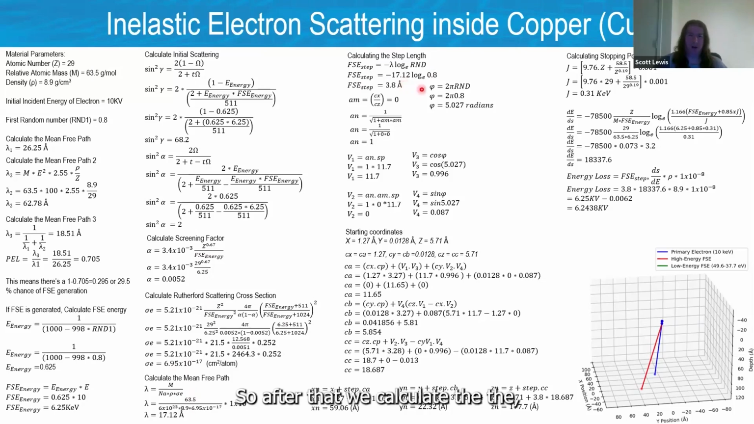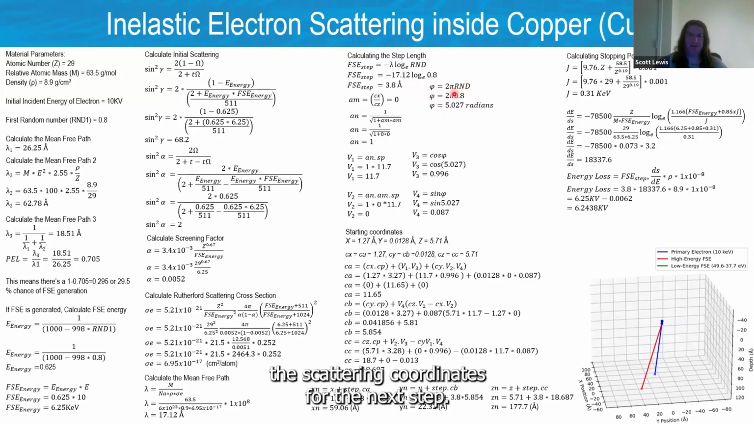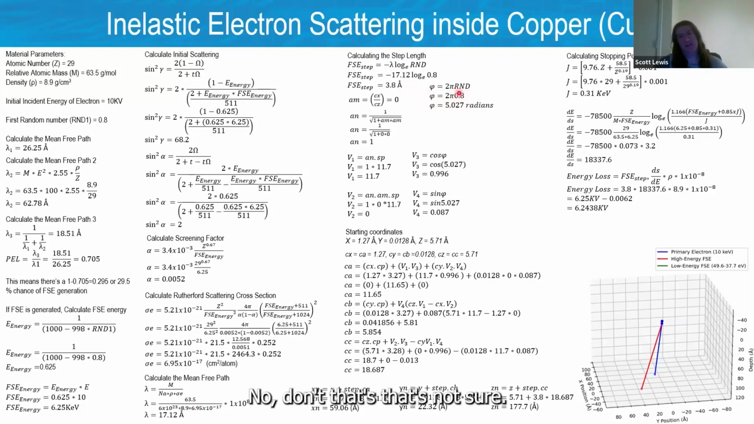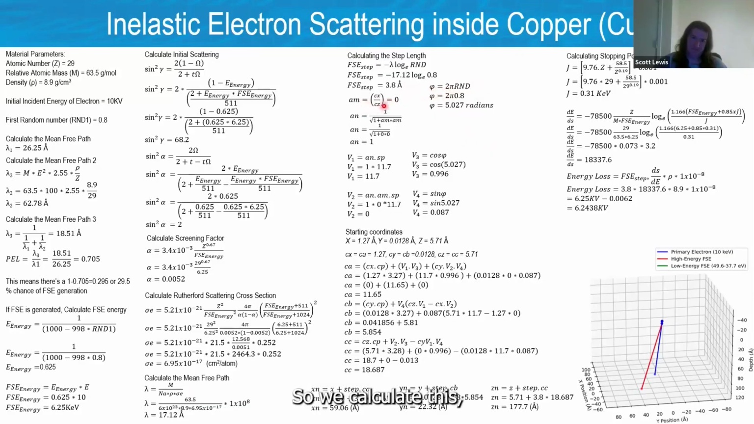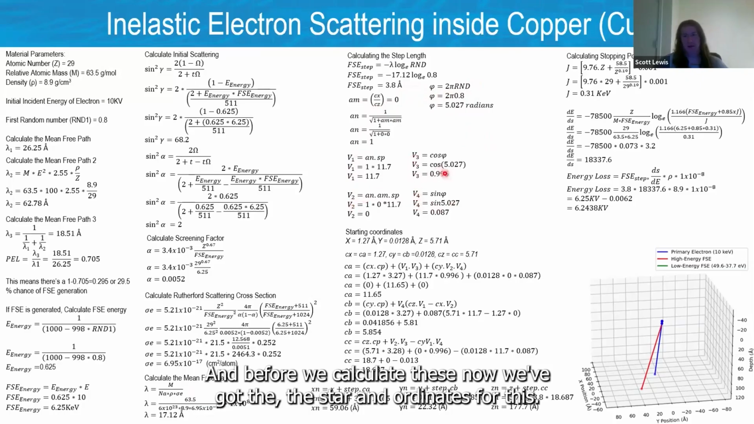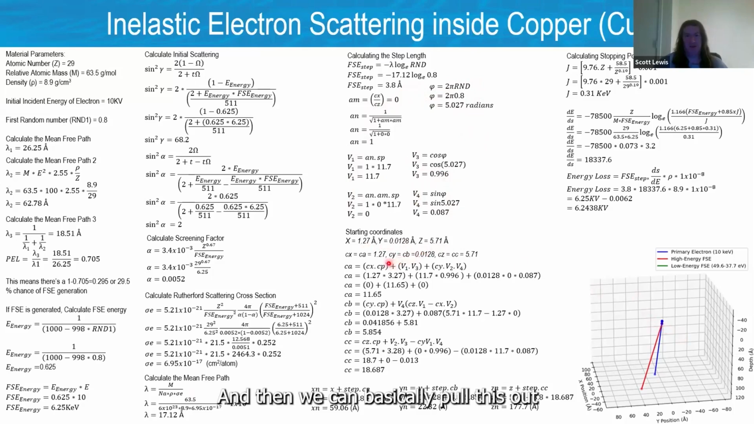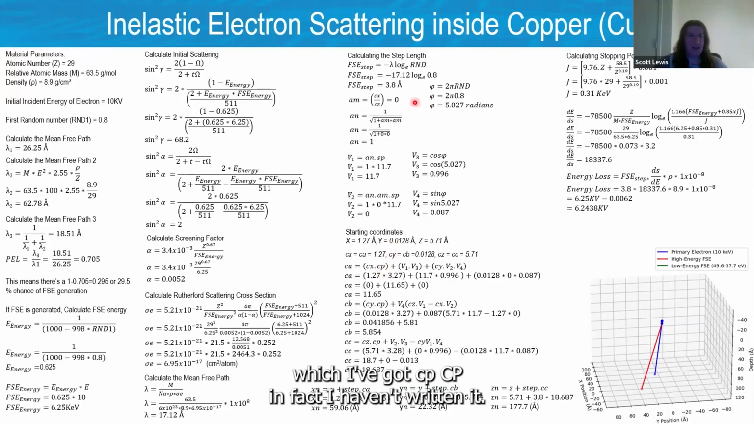Wait a minute. So after that, we calculate the scattering coordinates for the next step. Actually, no, we don't. We basically need to calculate... Yeah, we do. So we calculate this, the AM, and we got V1, V2, V3, and V4. We calculate these. Now we've got the starting coordinates for this. And then we can basically pull this out, which I've got CP. In fact, I haven't written it. It's this number.